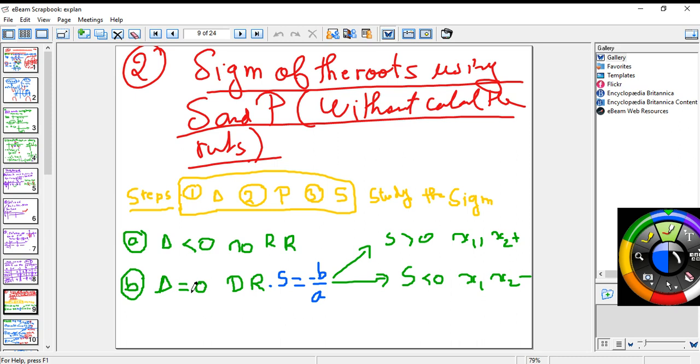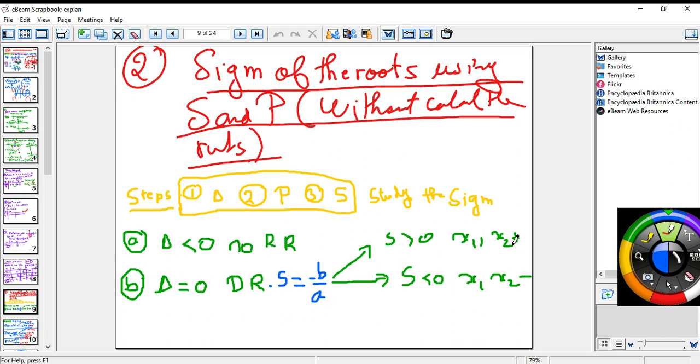B, when delta is 0, it's not hard here. We have a double root, okay? So the roots are equal, and they could be either both positive or both negative. The product cannot help me to know the sign. Why? Because all the time the product will be positive. If both are negative, minus times minus is plus. And if both are positive, plus times plus is plus. So it will not help me to see if the roots are both positive or both negative. So who will give me the sign of the roots here? S. So to do S, I use the formula minus B over A.